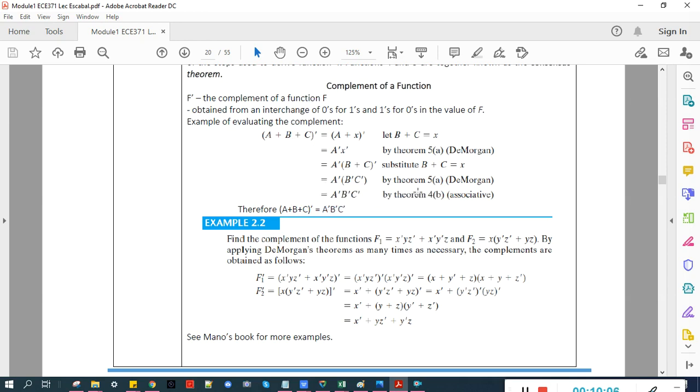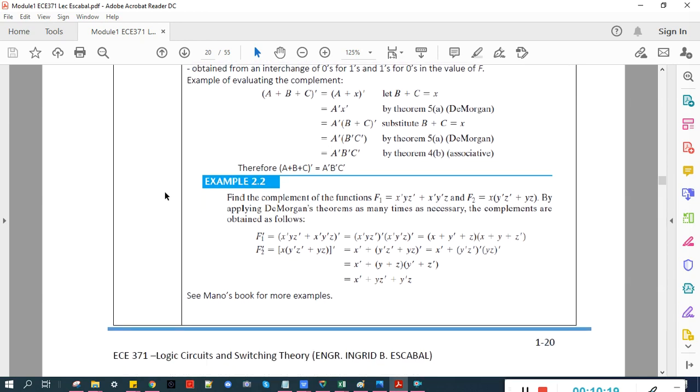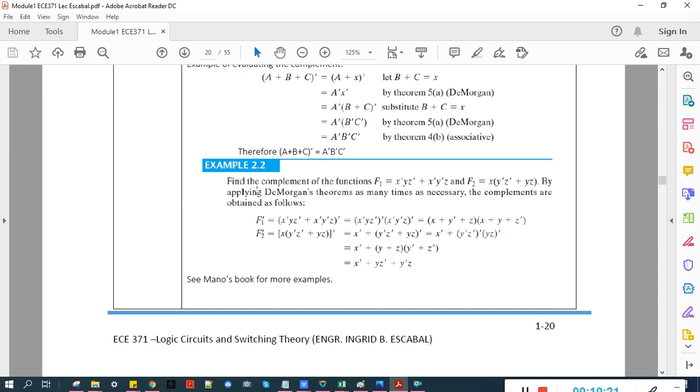Just using De Morgan's theorem, you can apply it directly to find the complement of a function. Let's go to another example.